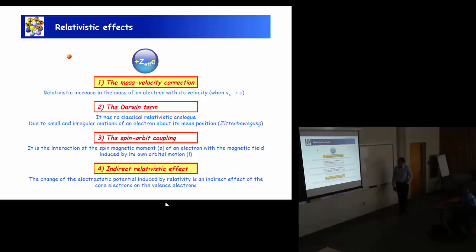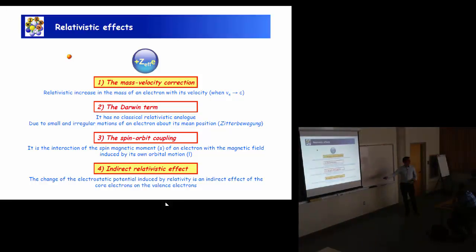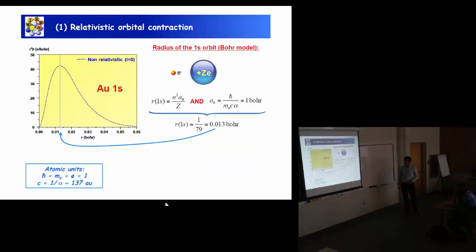Okay, let's now illustrate with figures these two effects. The mass velocity correction, which is simply the fact that your electron is so close to the nucleus that it is really fast, and then you will have this mass increase, and the indirect relativistic effect, so for electrons which are really slow, but that will feel the relativity. So here is the picture I showed you briefly just before. You have the gold atom, Z is equal to 79, and I just use the Bohr model.